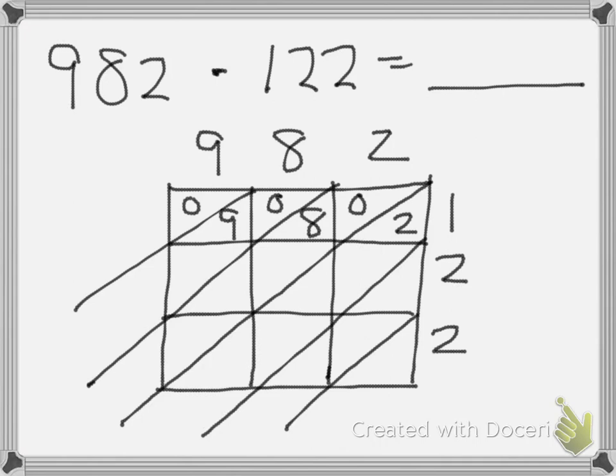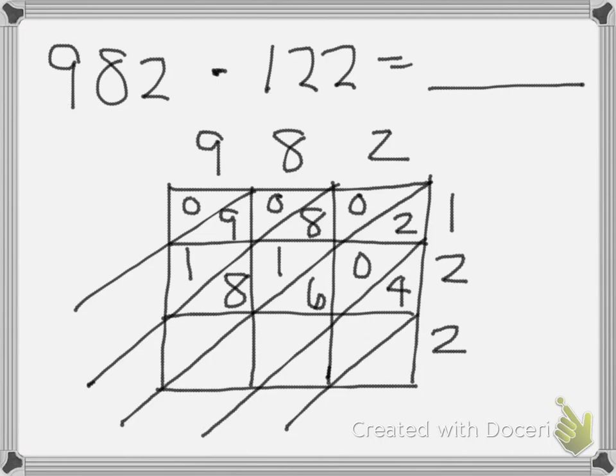Take a deep breath. Next level. Just step by step. 2 times 2, 4. 8 times 2, 16. 9 times 2, 18.